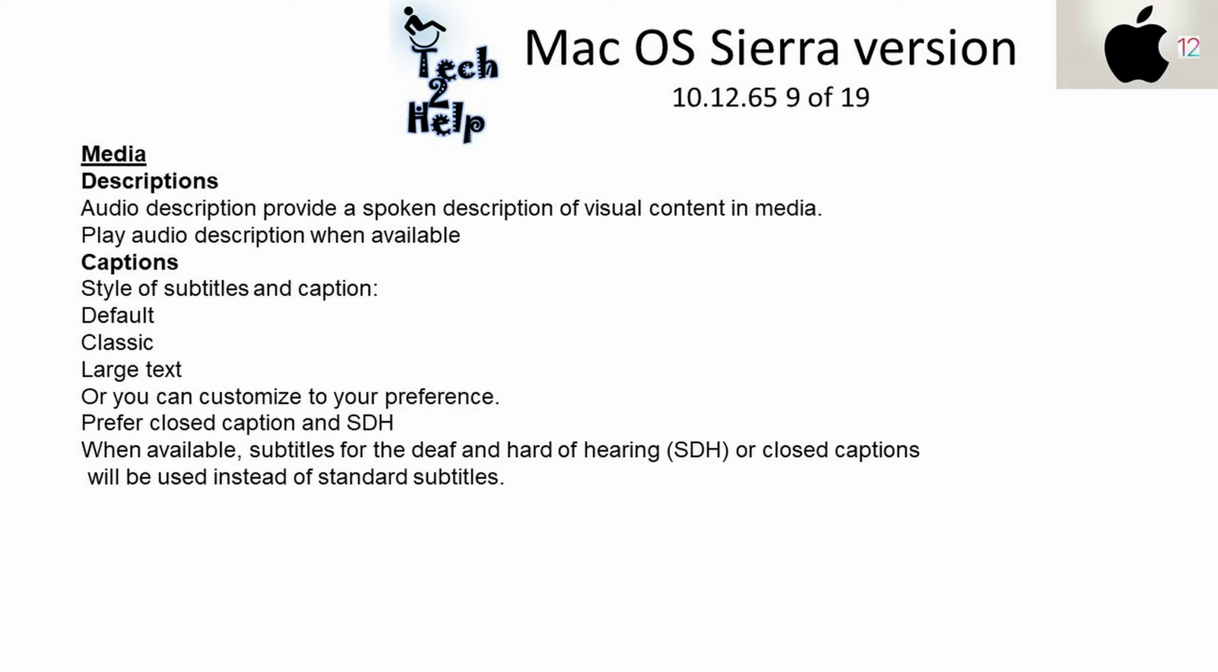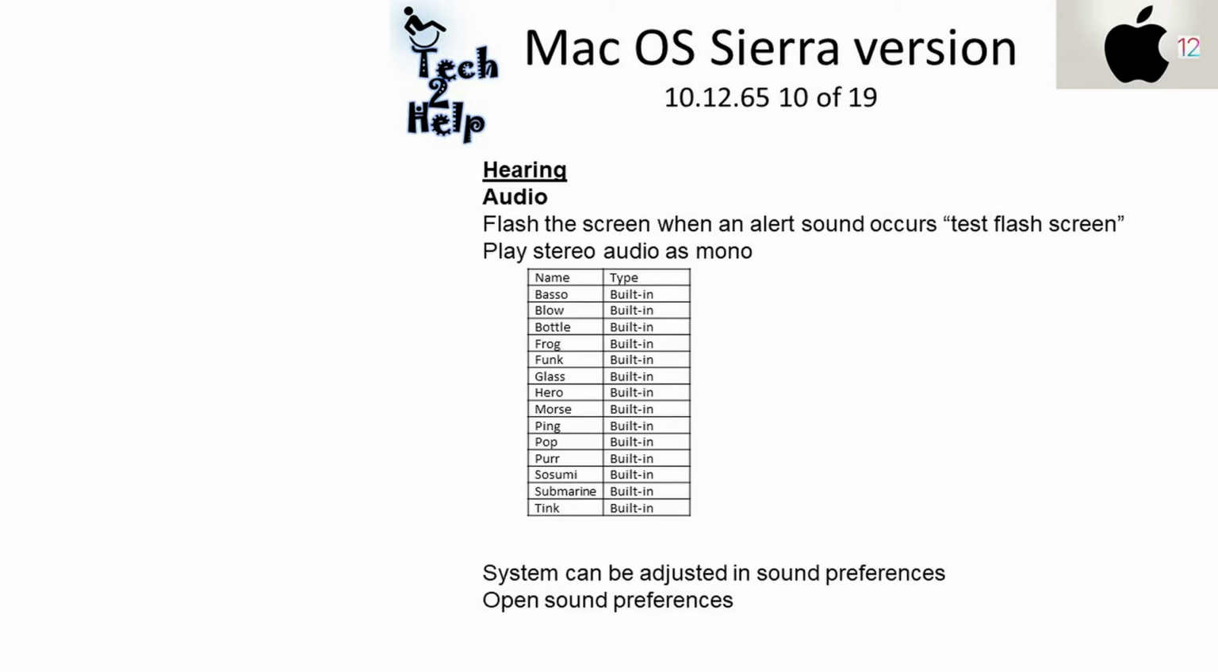Media. Descriptions. Audio description: provide a spoken description of visual content in media. Play audio description when available. Captions: style of subtitles and captions. Default, classic, large text, or you can customize to your preference. Prefer closed captions and SDH. When available, subtitles for the deaf and hard of hearing, SDH, or closed captions will be used instead of standard subtitles.